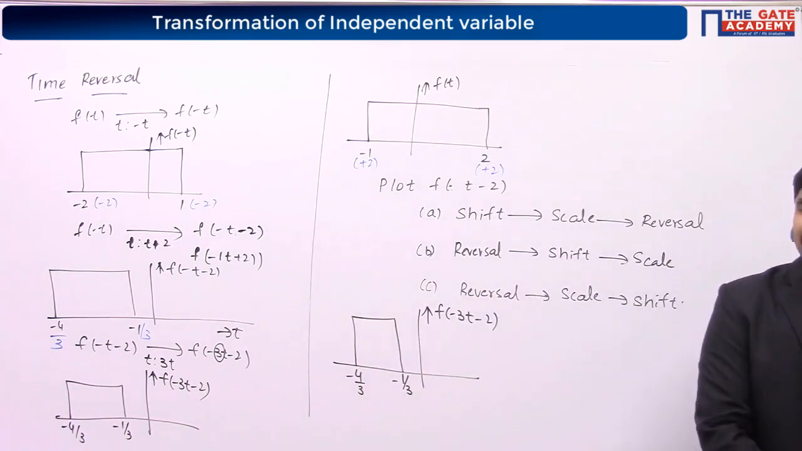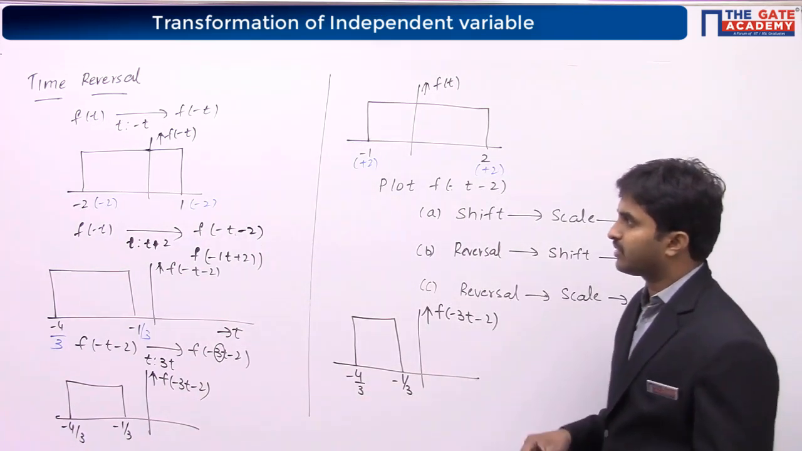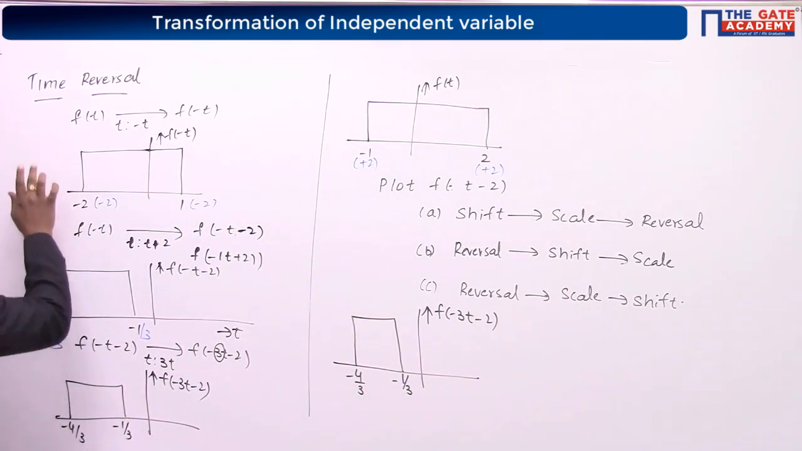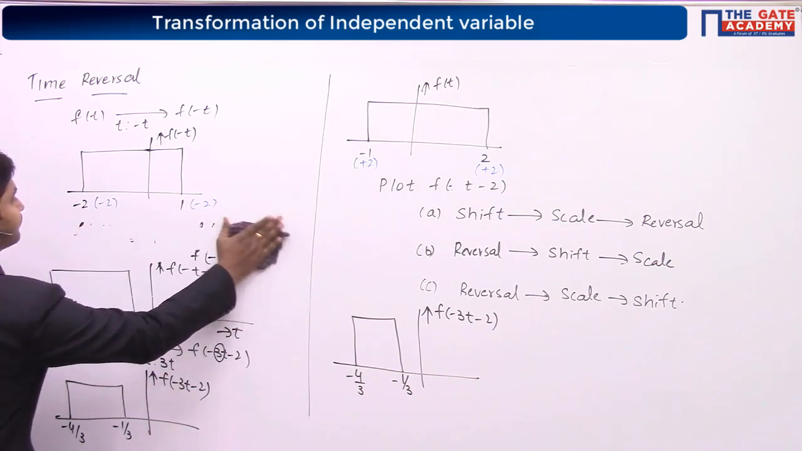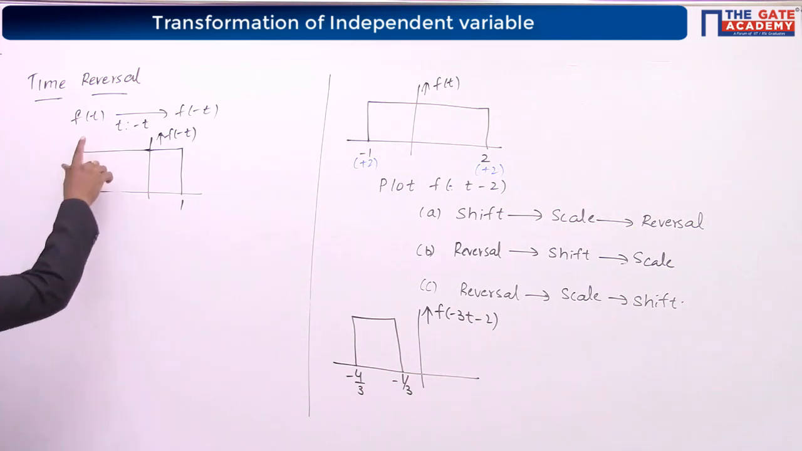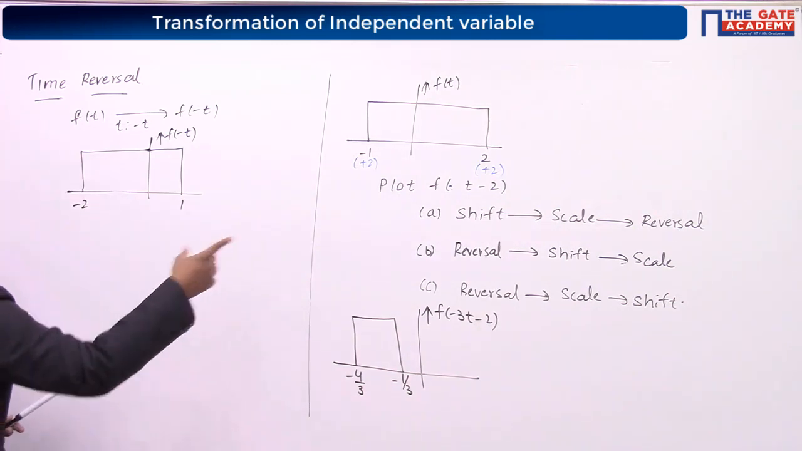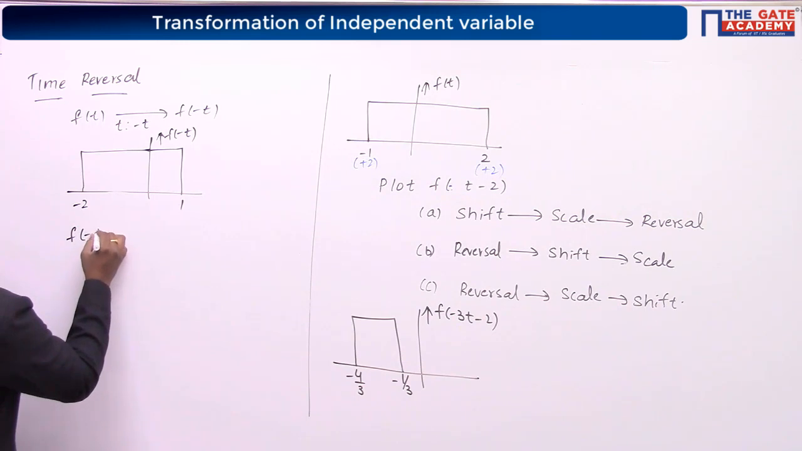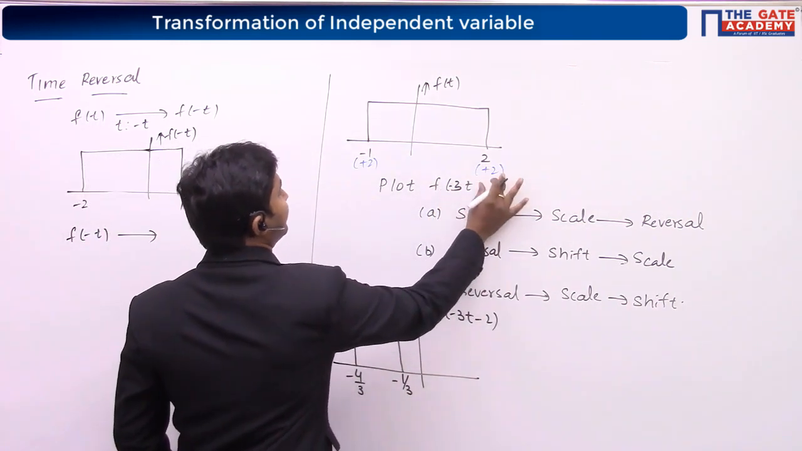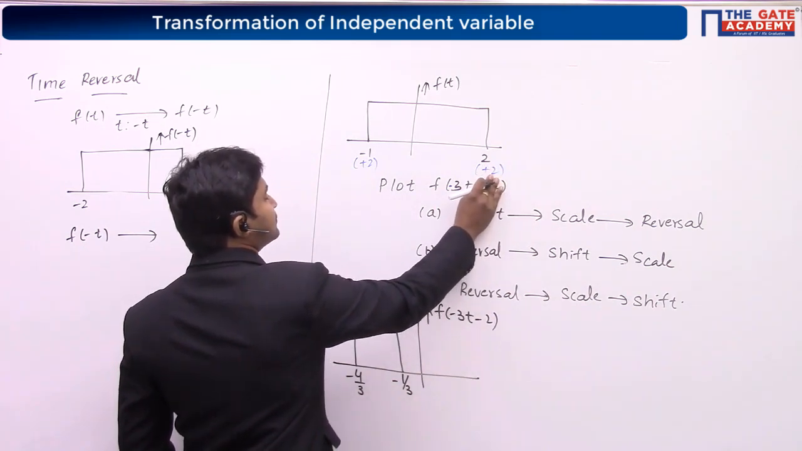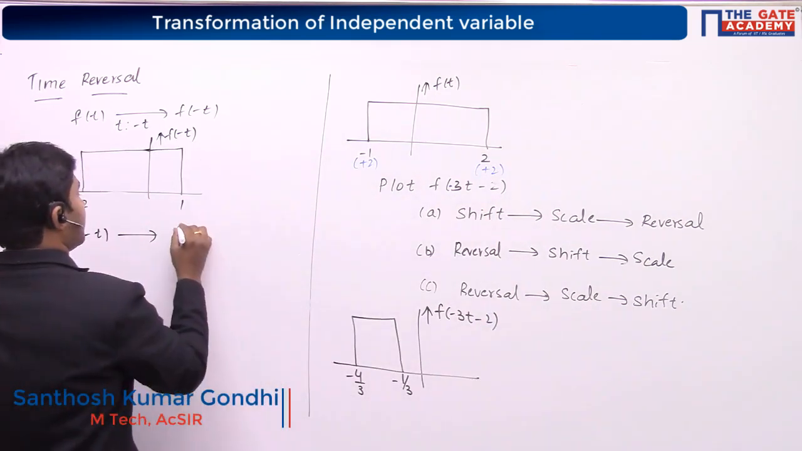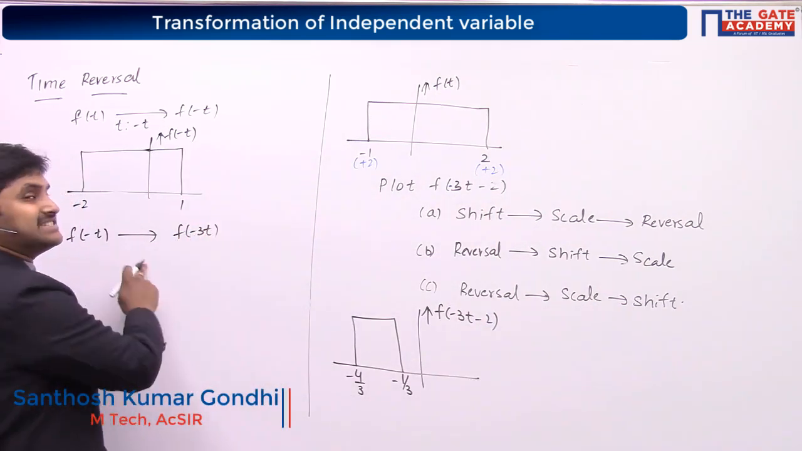Right? So now let us go for the third approach. Even in the third approach, we will start with reversal. So till here we are going to be the same. We have completed the reversal here. Then we are going to do the scaling operation, because we haven't done the shifting operation. So the result which is required after doing the scaling operation is f of minus 3t. F of minus 3t is what is required in this step for us.